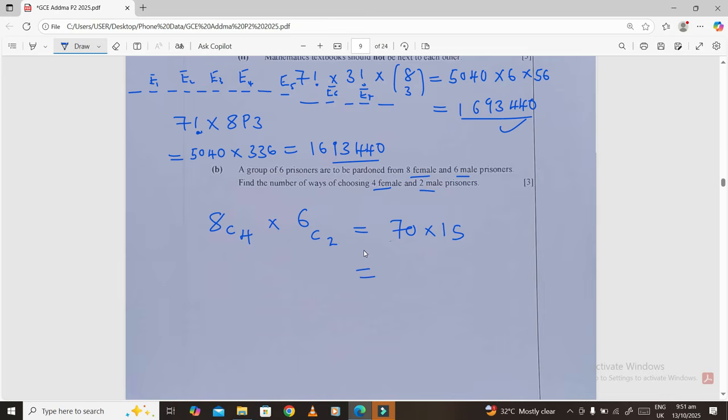And when you multiply these two, 70 times 15, we're getting 1050. 1050. This is our answer.